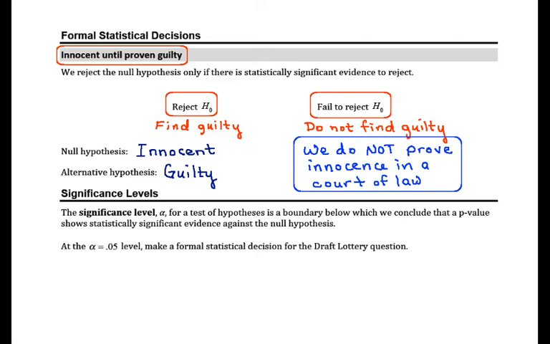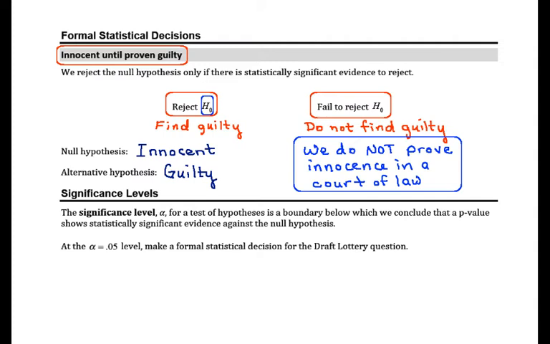So we do the same thing in statistics. We never ever prove this null hypothesis to be true. We might fail to gather any evidence that it's false, but we don't ever conclude from that it's true. We either get evidence against it or we fail to get evidence against it.